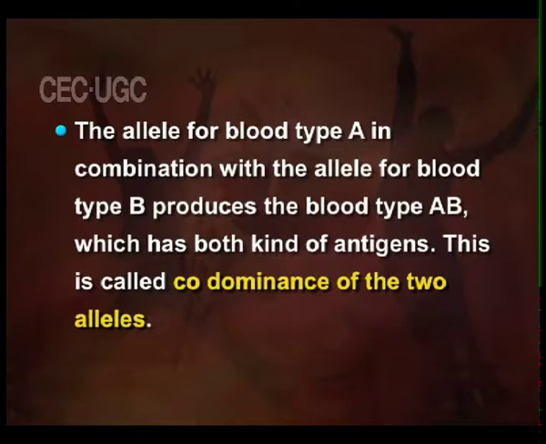Second possibility is that both alleles will express their traits simultaneously. For example, the allele for blood type A in combination with the allele for blood type B produces the blood type AB, which has both kinds of antigens. This is called codominance of the two alleles.